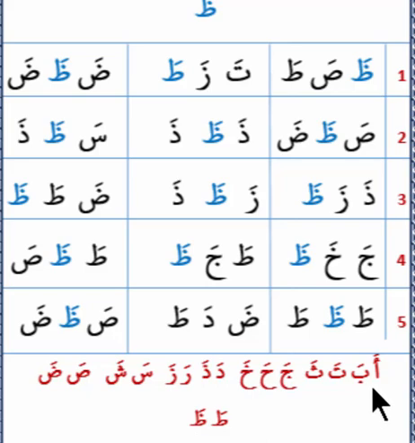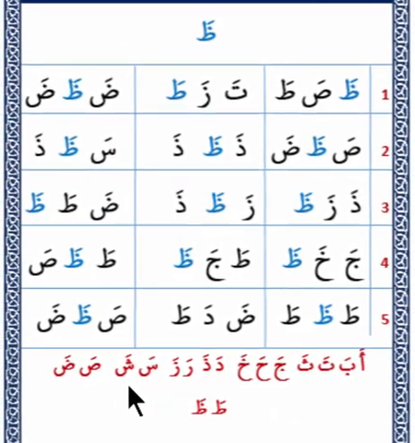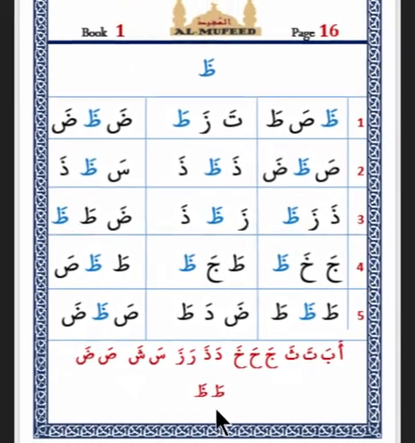Again, a, ba, ta, tha, ja, ha, kha, da, dha, ra, za, sa, sha, sa, da, ta, dha. And now I read it fast. أ ب ت ث ج ح خ د ذ ر ز س ش ص ض ط ظ.